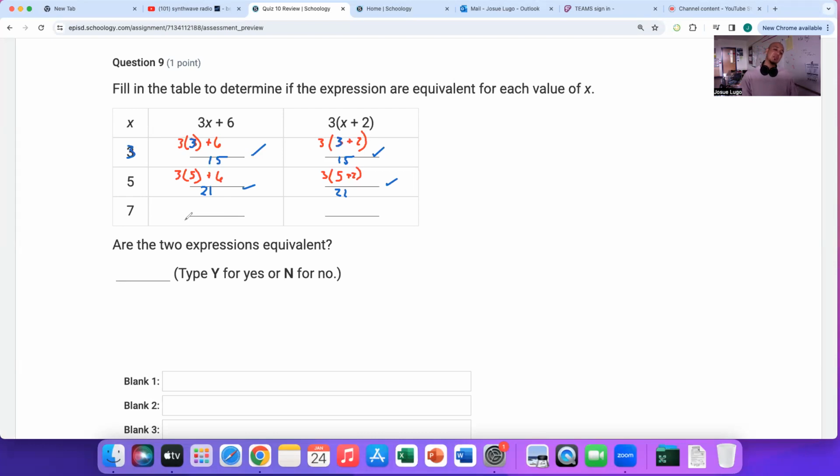So try the last one for x. Instead of x, you're going to use 7. See if they're the same. And then finally, you're going to type in capital Y for yes, they are equivalent expressions, or N for no, they are not equivalent.